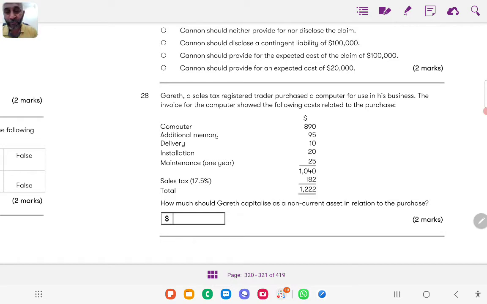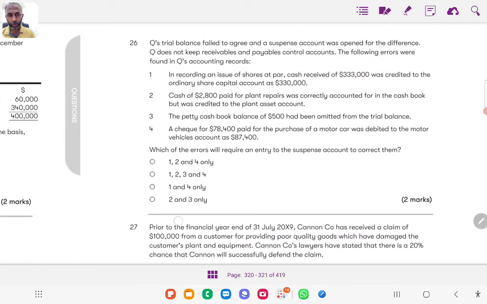This is mock paper 1 from ACCA BPP publishers. So today the continuation will be question number 26. Q's trial balance failed to agree and a suspense account was opened for the difference.